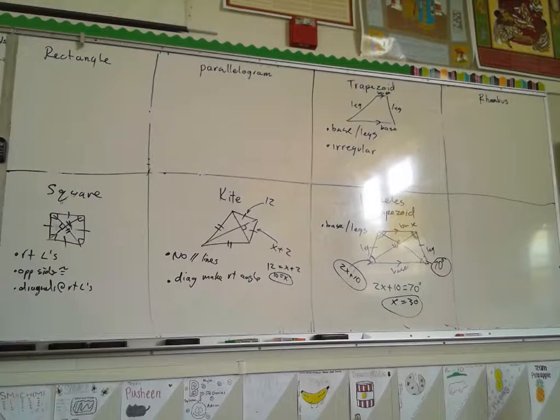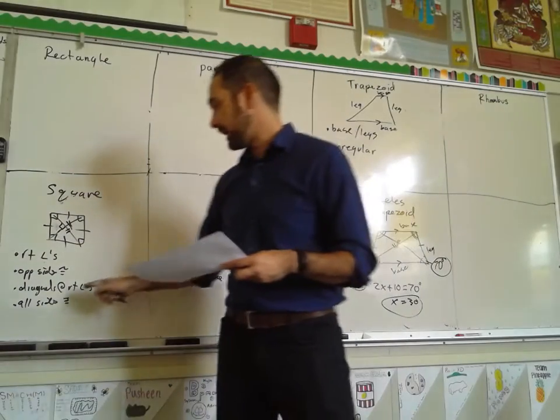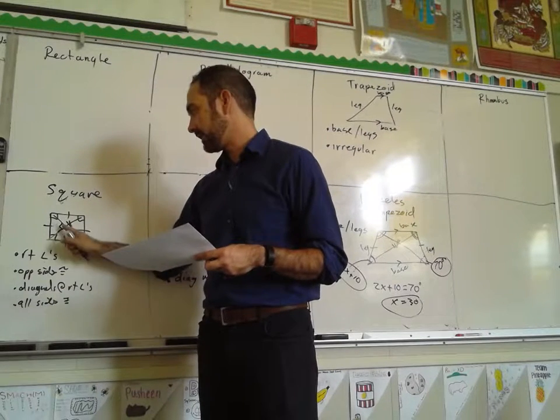And all sides congruent. Okay. Let's see. Just repeat what's the third one. Diagonals at right angles. The diagonals meet at a right angle.